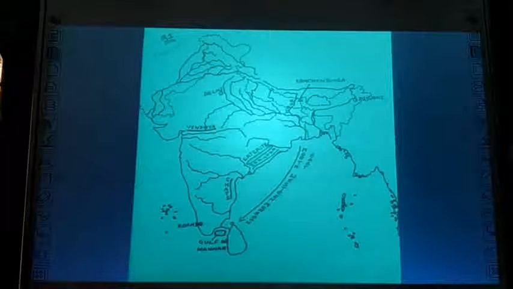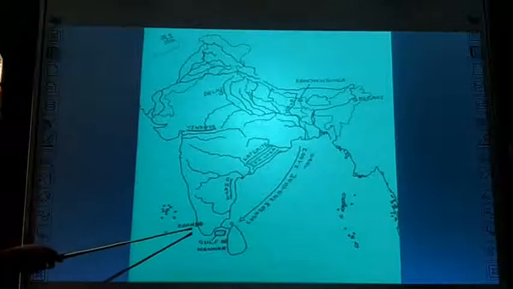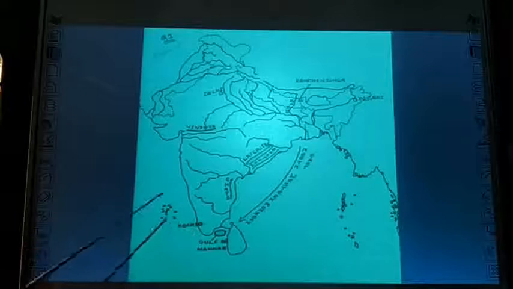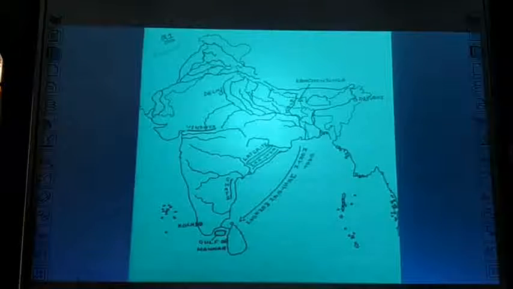Next, mark and name Kochi. Kochi is in the state of Kerala. It is popularly known as the Queen of the Arabian Sea because Kochi flaunts one of the finest natural harbors of the world.